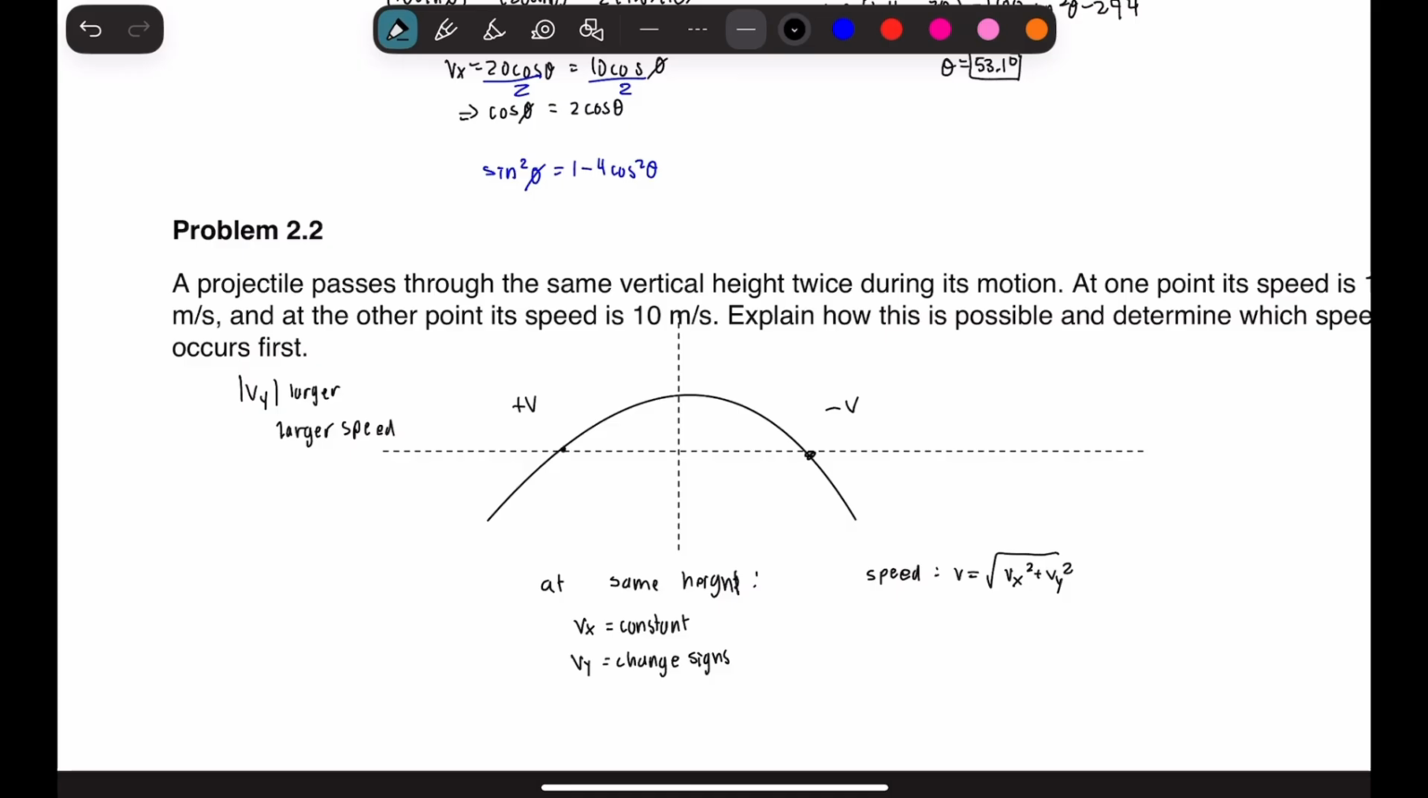Now on the way down, we know that our vy is going to be smaller. So you're going to have a smaller speed, and this is when you plug these values into this expression. So that means that 18 meters per second occurs first because 18 is greater than 10.